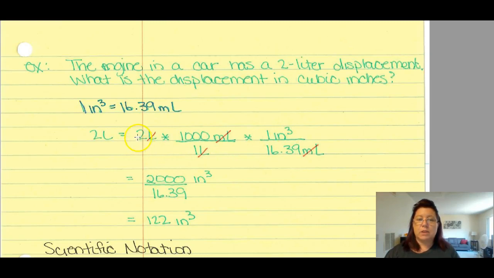Okay, so 2 liters times 1,000 milliliters over 1 liter, the liters will then cancel out, times our conversion factor of the inches cubed to milliliters. 1 inch cubed to 16.3 milliliters. Milliliters at that point cancels out. It's 2,000 inches cubed, those are the only units left, over 16.3, so it's approximately 122 inches cubed.